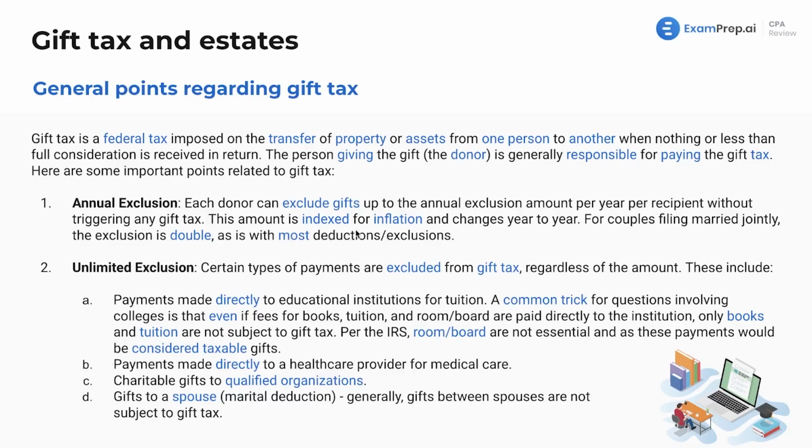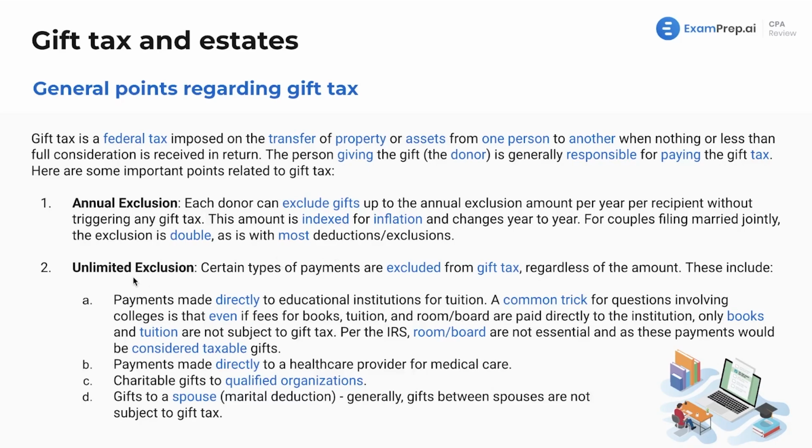This amount is going to be indexed for inflation. As we said, changes year to year. For couples filing married jointly, the exclusion is double, as is with a lot of exceptions and exclusions. So it's the main tax reason to get married, right? To get that double dip on that. So yeah, have that memorized, and we'll see a lot of examples. I know you all love them because I've heard from a lot of you that you love these numerical examples to really paint a picture as to what we're seeing and how it works.